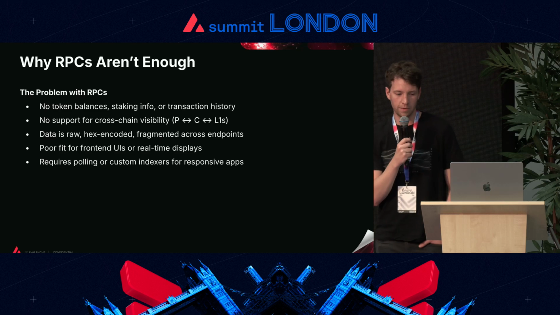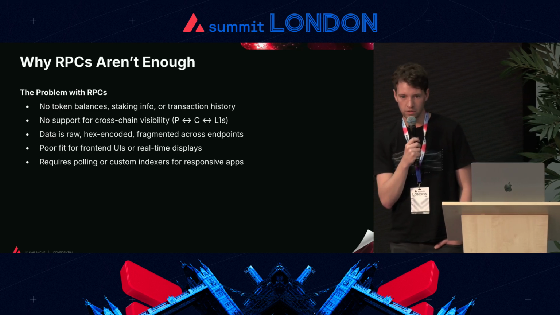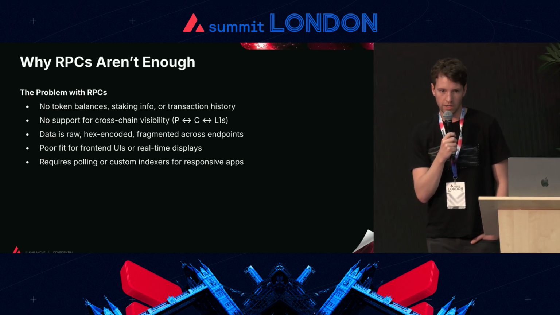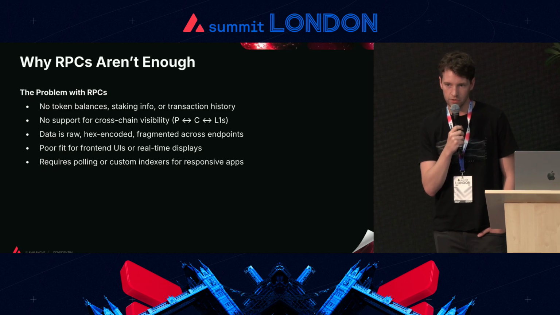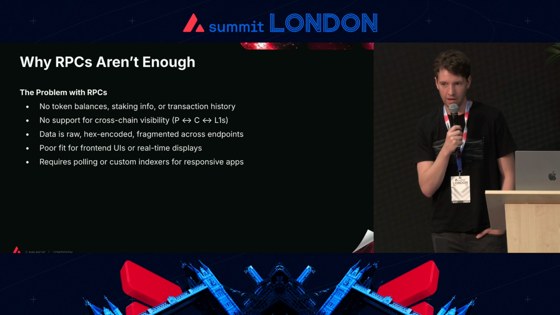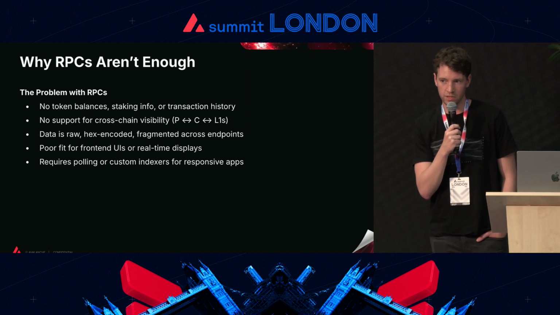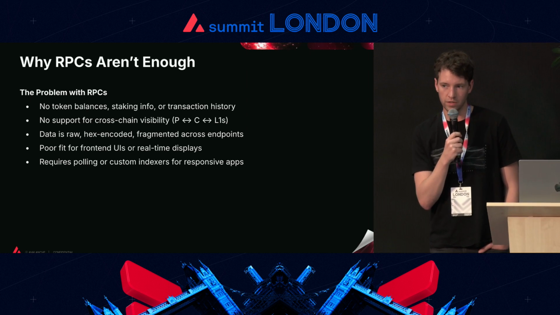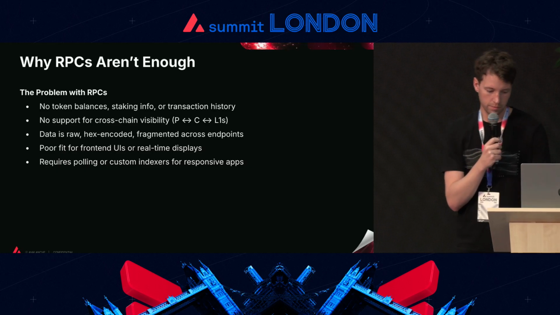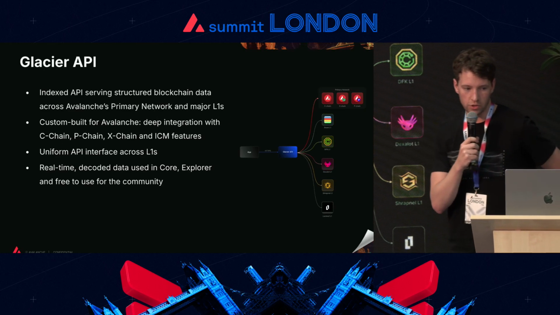It also leads to API fragmentation throughout the L1 ecosystem. So each L1 has their own set of APIs and API standards for building on top of them or fetching data about their state. And anyone building on multiple L1s is forced to integrate multiple different L1 data or API providers. So that's where Glacier API comes in.